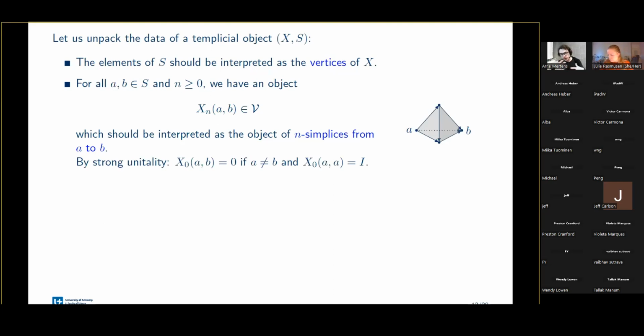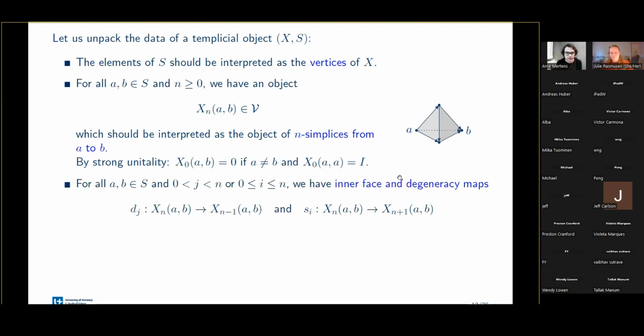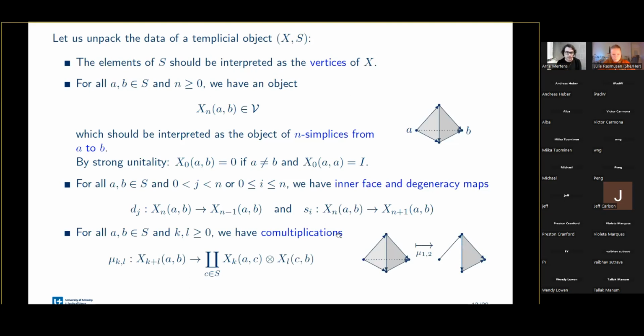And then the strong unitality condition from earlier, it's a little bit technical, but it makes sure that the zero simplices of X do correspond to the elements of S in a way. What's more important is that we now have inner face maps and degeneracy maps still. So for any j strictly in between 0 and n, I have a face map going from X_n to X_{n-1}. And for any i between 0 and n, I have a degeneracy map from X_n to X_{n+1}, satisfying the usual simplicial identities. I don't have outer face maps. This is because we restricted to that Delta_f category. Instead, to compensate, I do have these co-multiplication maps.